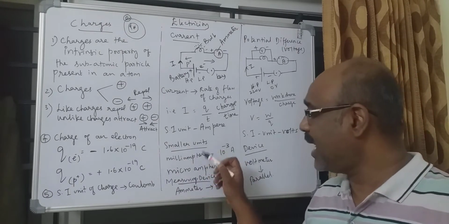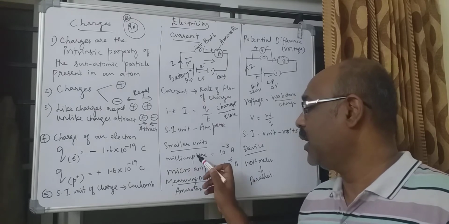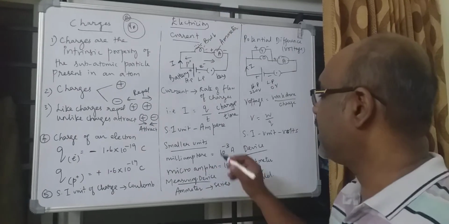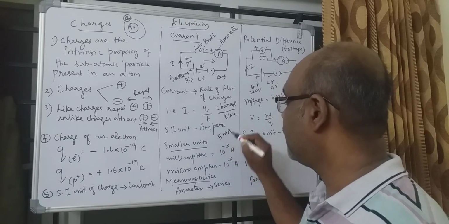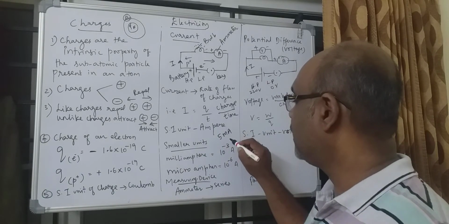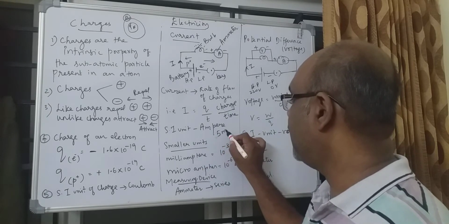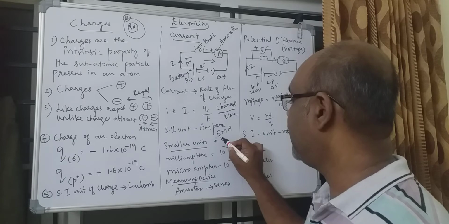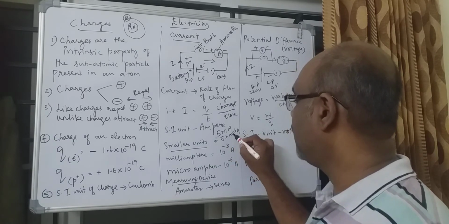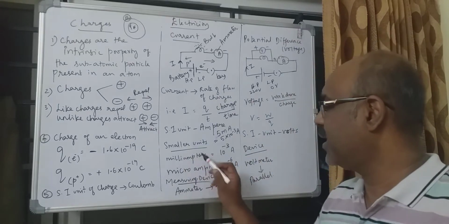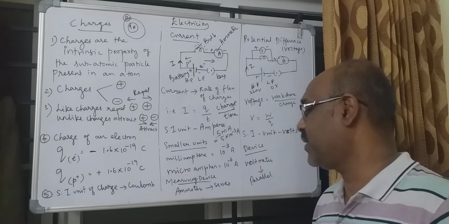And the current can be measured in smaller units also, in milliampere and microampere. For example, suppose this is given like this, 5 milliampere. If it is given, then we have to write it like this only. 5 milliampere is nothing but 5 into 10 to the power of minus 3 ampere, where milliampere is denoted by 10 to the power of minus 3 ampere.